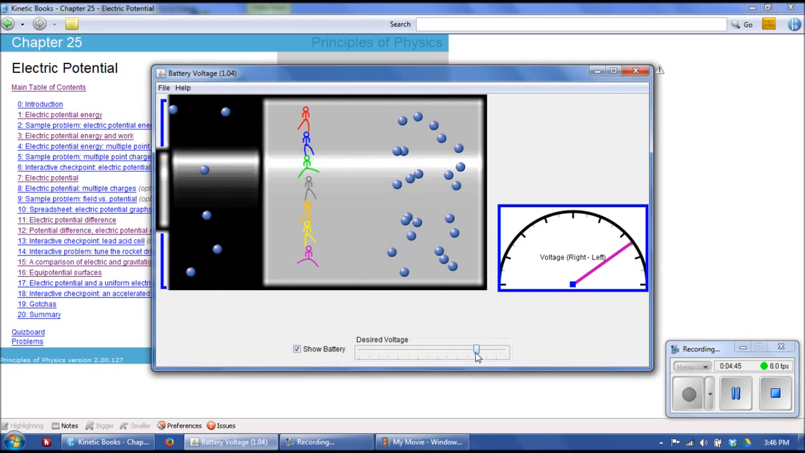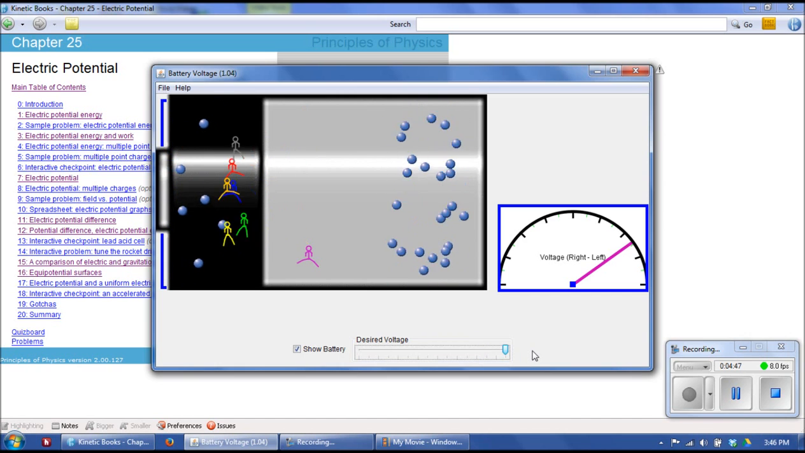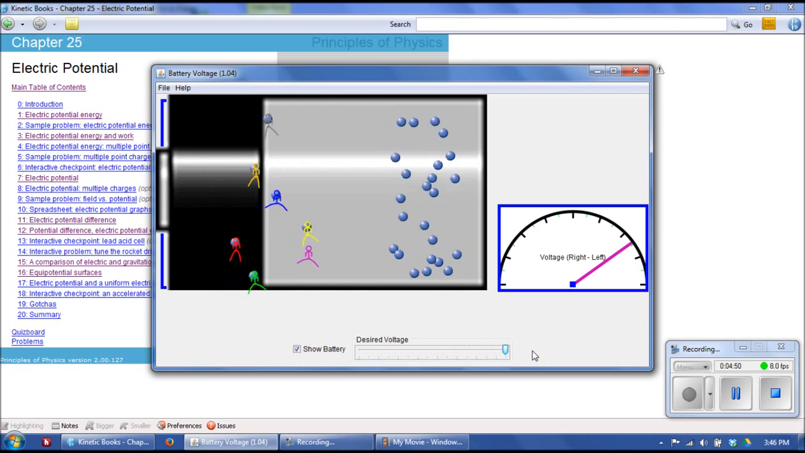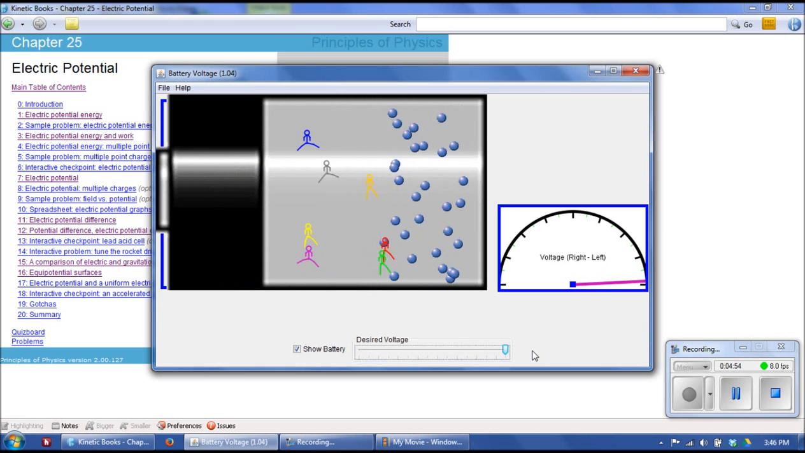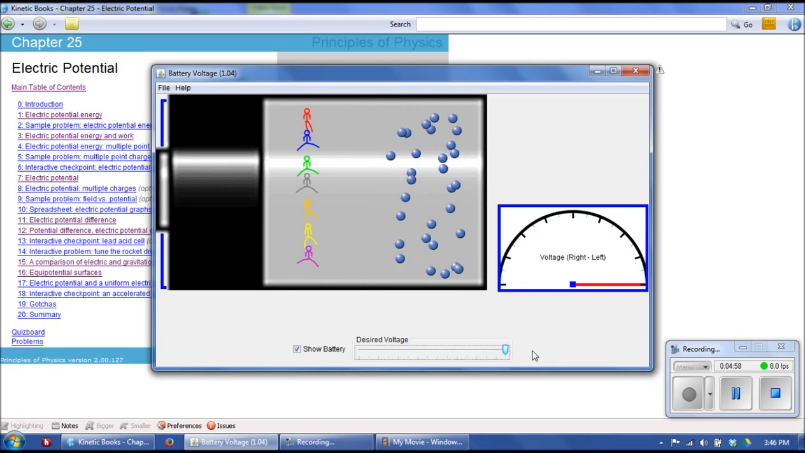If I go even further, then the charges get even more separated, more rarefied on the left, more concentrated on the right, and you get a higher electrical potential on the right and a lower on the left, therefore a higher potential difference. This would be your 9-volt battery as compared to your 1.5-volt AA battery, or something along those lines.